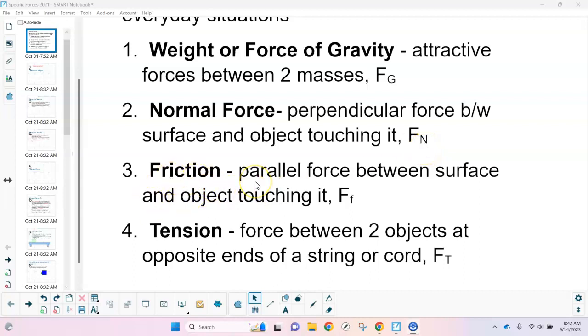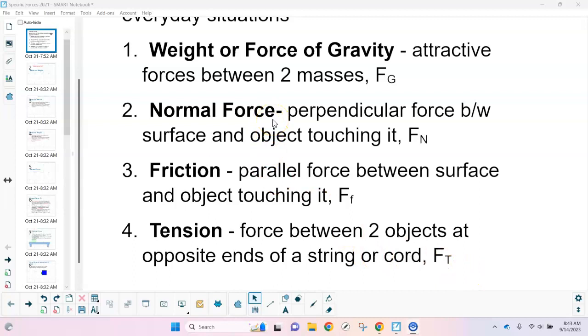Friction, which is a force between surfaces, sort of rubbing or touching. Again, it's a contact force. And that is F sub f. And then finally, tension, which is the force between two objects that are attached through a string or a rope or cord, and that's F sub T. So those are the common ones that we'll have in a lot of different situations.